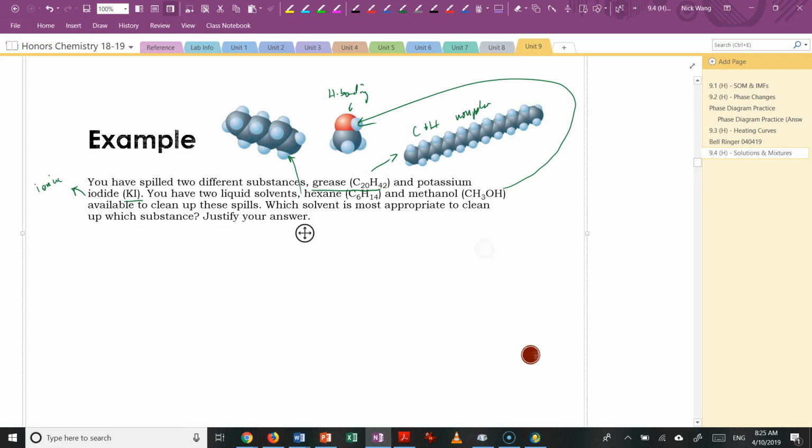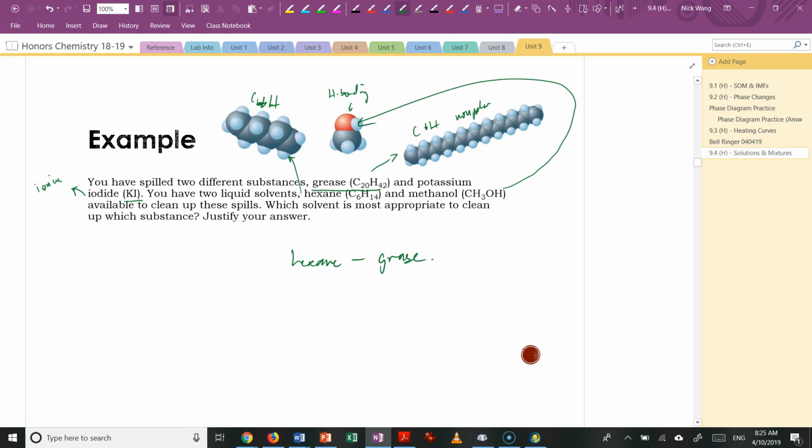On the other hand, hexane, the other potential solvent, this is going to be C6H14, all C's and H's, and that's going to be all non-polar. So between methanol and hexane, which one of these two is the better solvent to wipe up grease? The answer would definitely be hexane. So hexane is the better one to clean up grease.